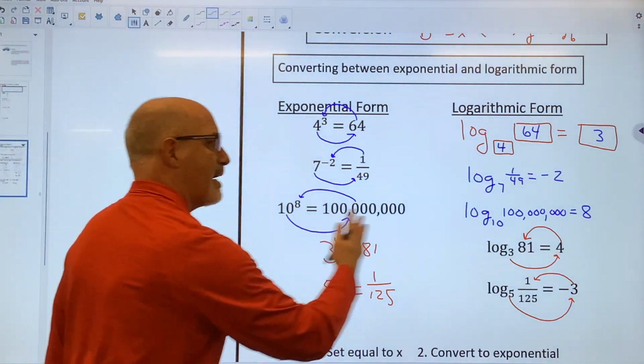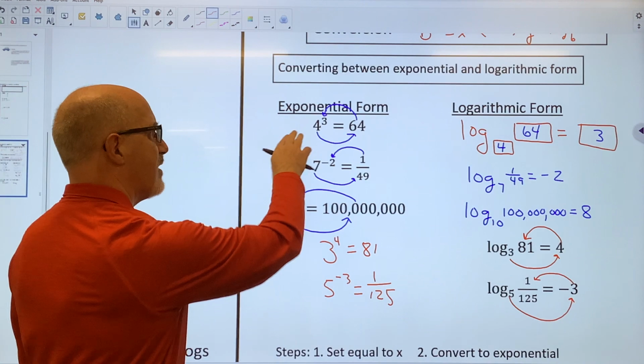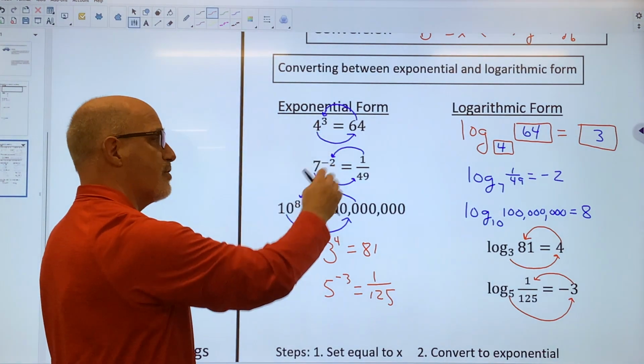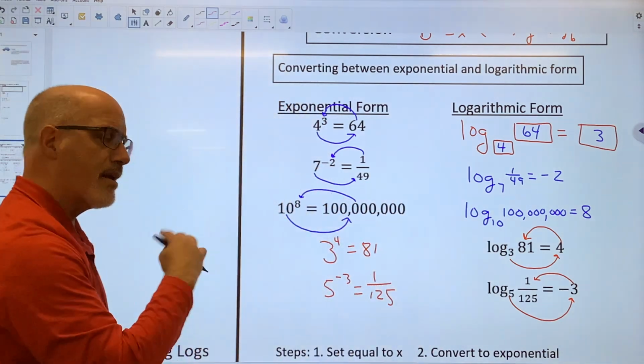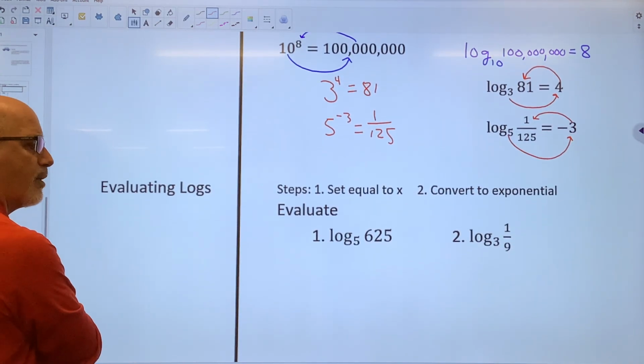So this is the big idea of converting back and forth between exponential form. If you have the exponent on the left side, you can use circle tour. If you have the log on the left side, you can use circle tour. Both ways will help you as a tool to help you get the other form.